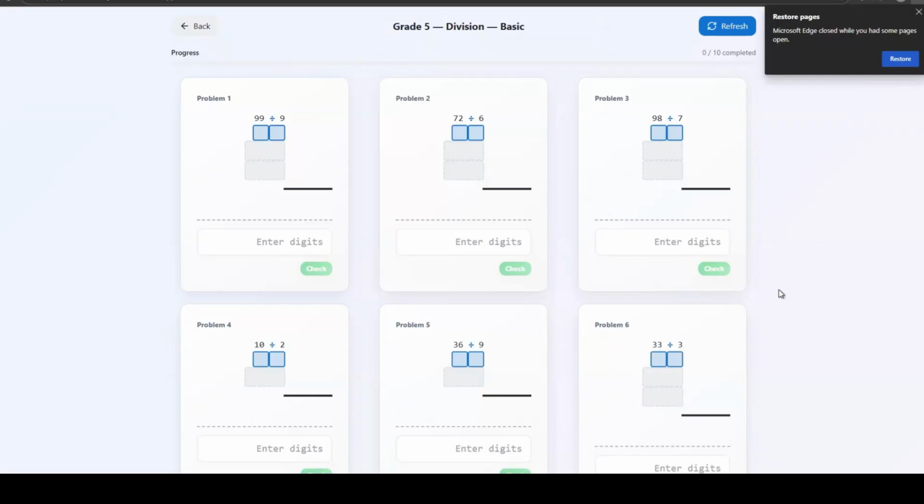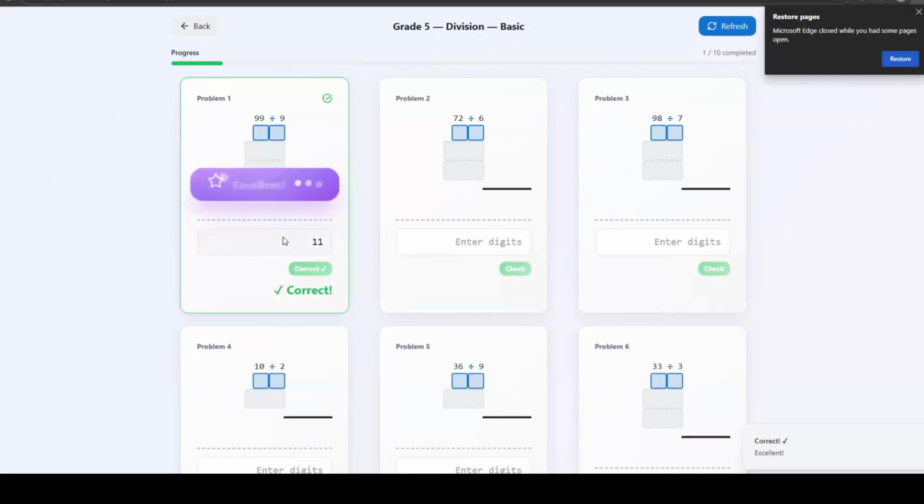So, we're going to be doing grade 5 basic division. 99 divided by 9 is 11. 72 divided by 6 is 12.